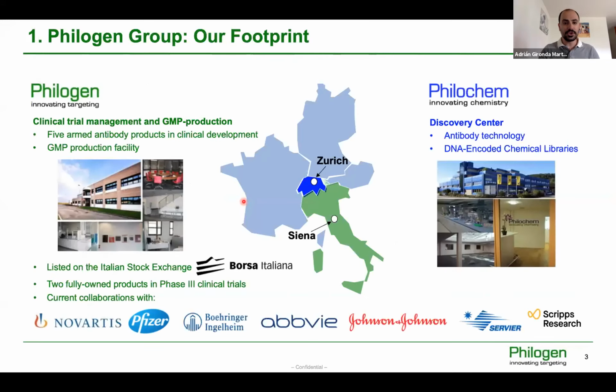So Philogen is a Swiss-Italian company which has a clinical trial management and GMP production site located in Siena, Italy, and which has a daughter company located in Zurich, Switzerland, serving as a discovery center. Philogen has been recently listed on the Italian stock exchange markets, and we have 2 fully owned products in phase 3 clinical trials and current collaborations with many important pharmaceutical companies and academic groups all around the world.